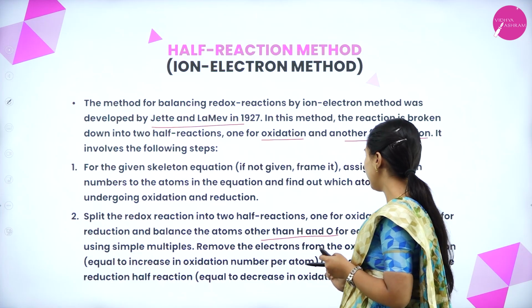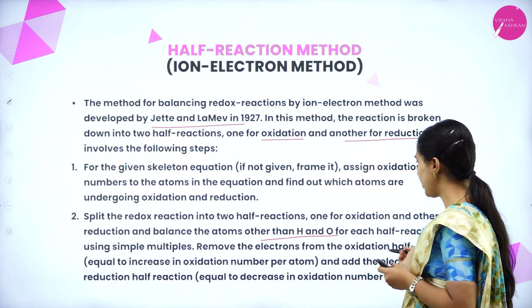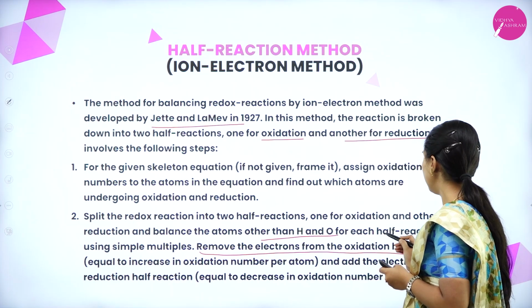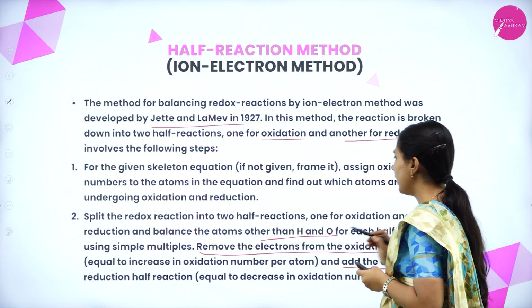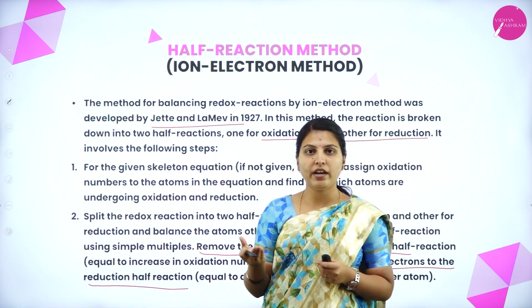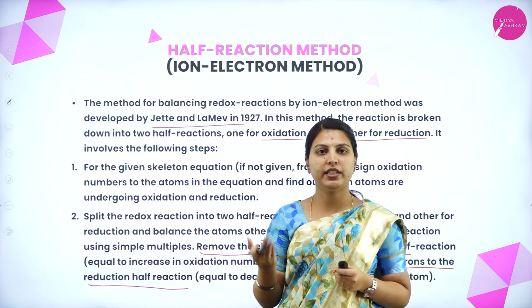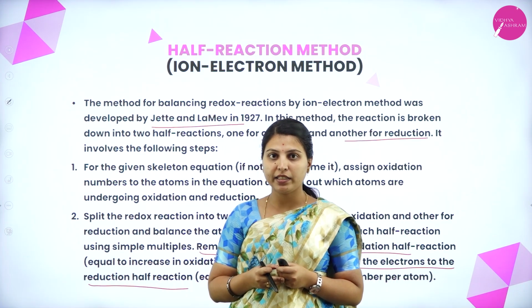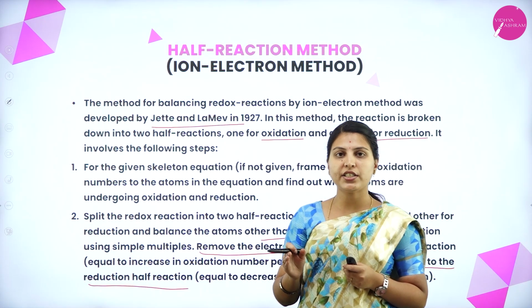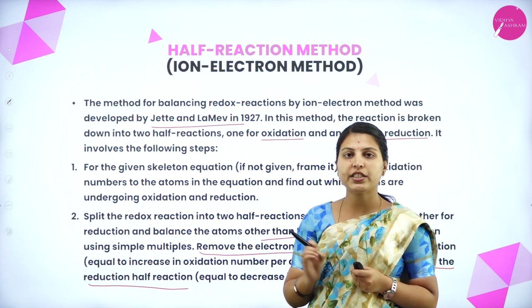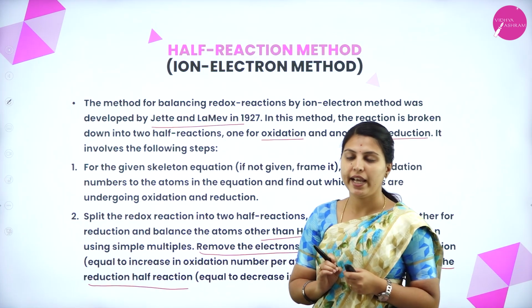Next, add electrons. Remove the electrons from the oxidation half reaction and add the electrons to the reduction half reaction. See here, already you have separated the oxidation half reaction and reduction half reaction. You are equalizing the atoms other than hydrogen and oxygen. How do you do it? In the oxidation reaction, you have to remove the electrons. To the reduction reaction, you have to add the electrons.